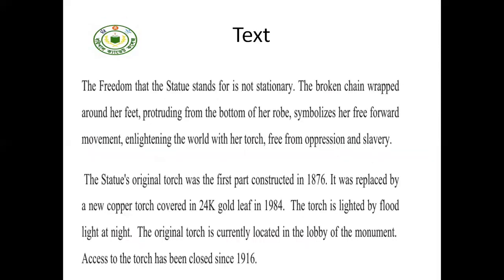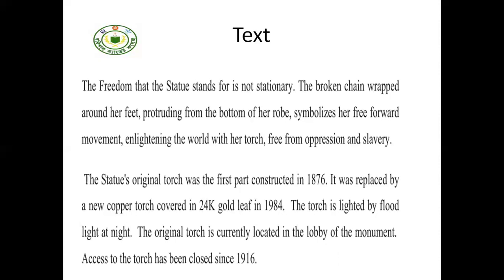The freedom that the statue stands for is not stationary. The broken chain wrapped around her feet, sticking out from the bottom of her robe, symbolizes her free forward movement, enlightening the world with her torch, free from oppression and slavery. The statue's original torch was the first part constructed in 1876. It was replaced by a new copper torch covered in 24K gold leaf in 1984. The torch is lighted by floodlight at night. The original torch is currently located in the lobby of the monument.